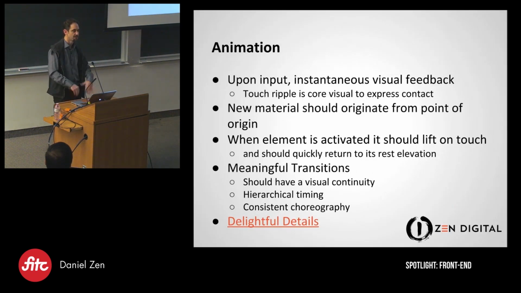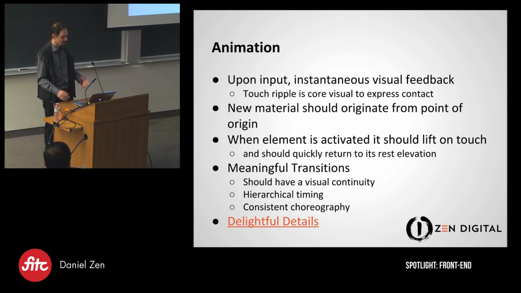So animation, the most common animation in the material world is the ripple. As you touch something, there's usually a circle ripple coming out from that point. So upon input, you should get some form of instantaneous visual feedback. Typically, that's that ripple. New materials should originate from the point of origin. So if you click on a button, in theory, if a new element appears, it should seem to appear from the button. When an element is activated, it should lift on touch, and once again, should quickly return to its rest elevation.